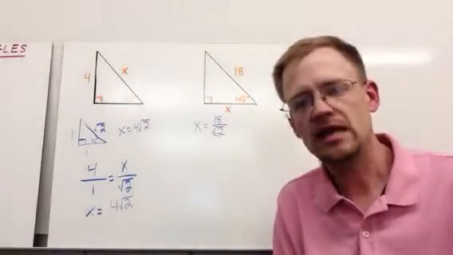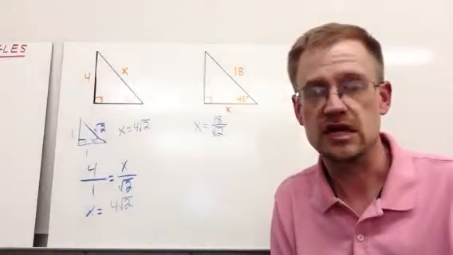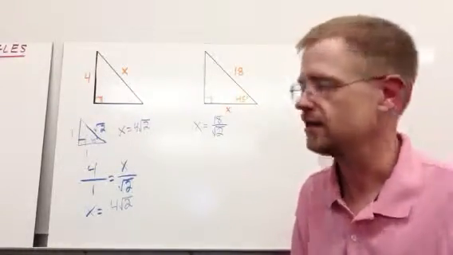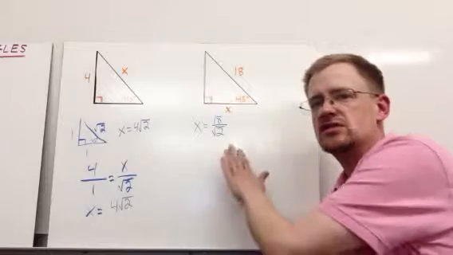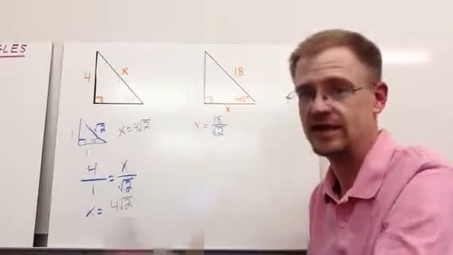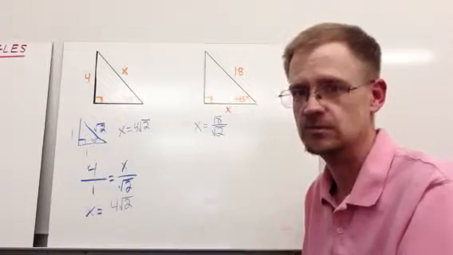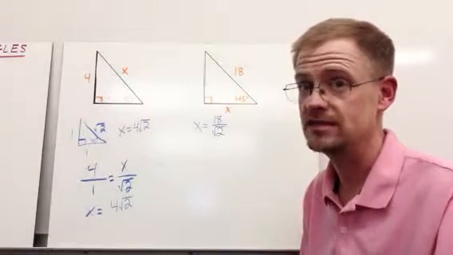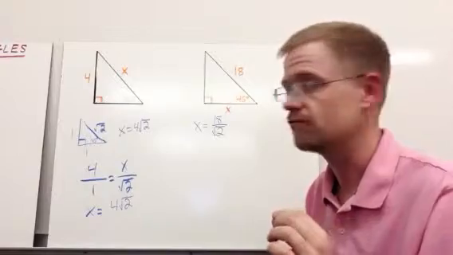Now remember, we cannot leave radicals in the denominator. That's just a rule of math. We can't get around it. And if it's wanting your answer in simplest radical form, which is what we're doing here, we're not computing the radical and giving it to you as a decimal. Some problems may want it as a decimal. You've got to read the instructions carefully.